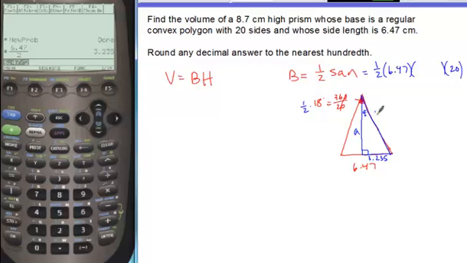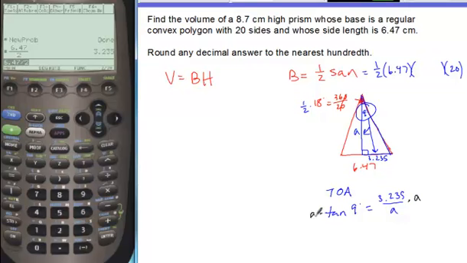And so now we can set up our trig ratio. We have an angle, an opposite leg, and an adjacent leg. Opposite and adjacent are related by the trig ratio tangent. So we know that the tangent of 9 degrees is going to equal 3.235 over the adjacent A. And now we just solve for A here.